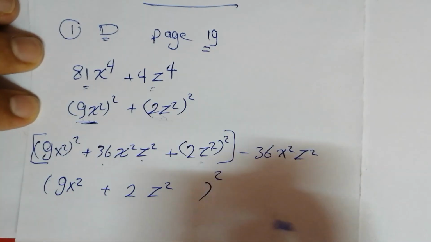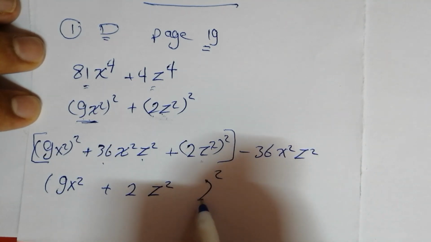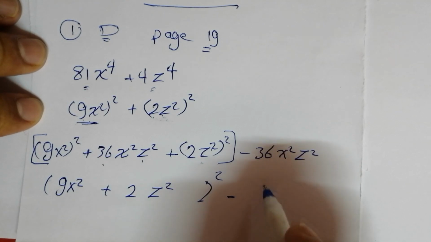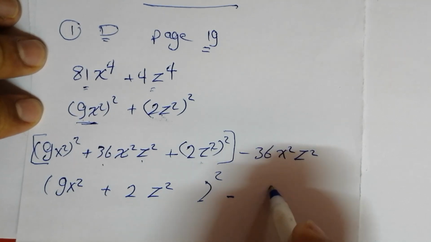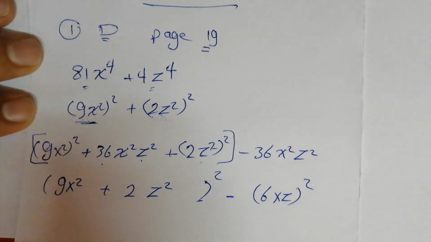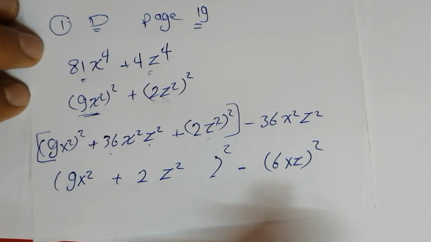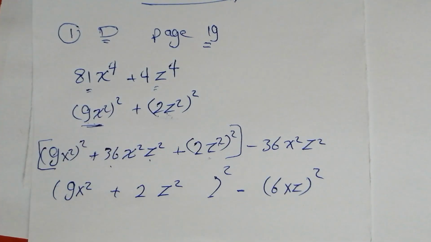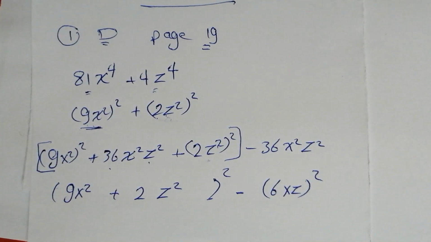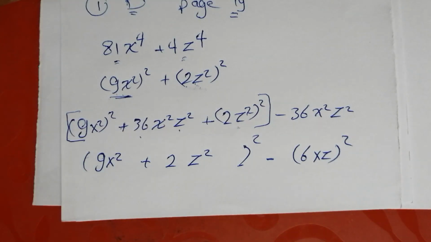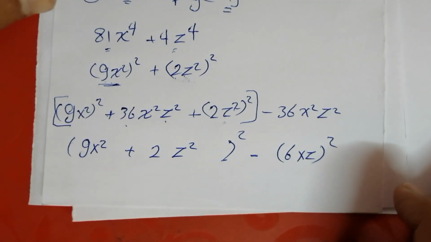Yes, that's very good. Now I'm hearing someone saying it's a difference between two squares. Yes, you're right. 36 was equal to 6xz all power 2. So it's a difference between two squares. So again, we have two factorization methods. Number one is to complete the square, and number two is the difference between two squares.